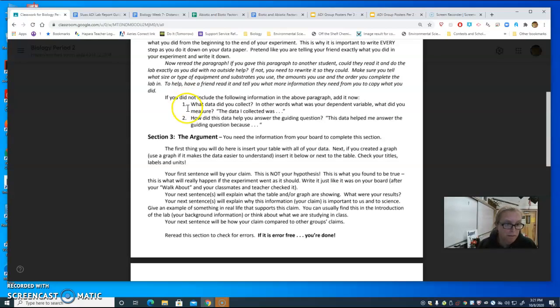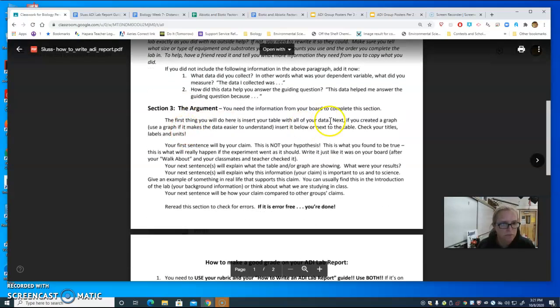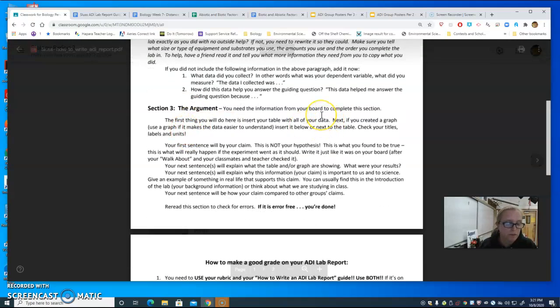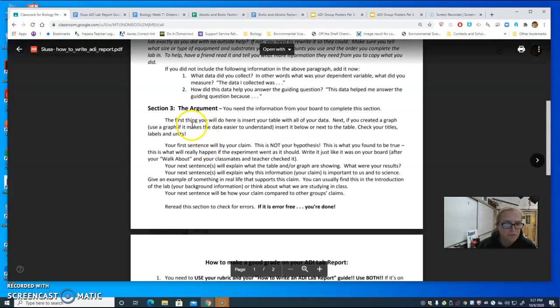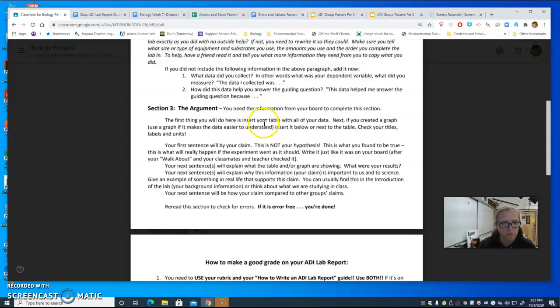All right, and then section 3, this is where you need the information from the presentation that we made in class and then you presented on Wednesday. The first thing you will do is insert your table with all your data. It doesn't have to be the first thing in that section, but that's one thing you need to include. So I would get it in there and just copy that from the lab assignment that you turned in. And you don't need a graph this time, so don't worry about that.